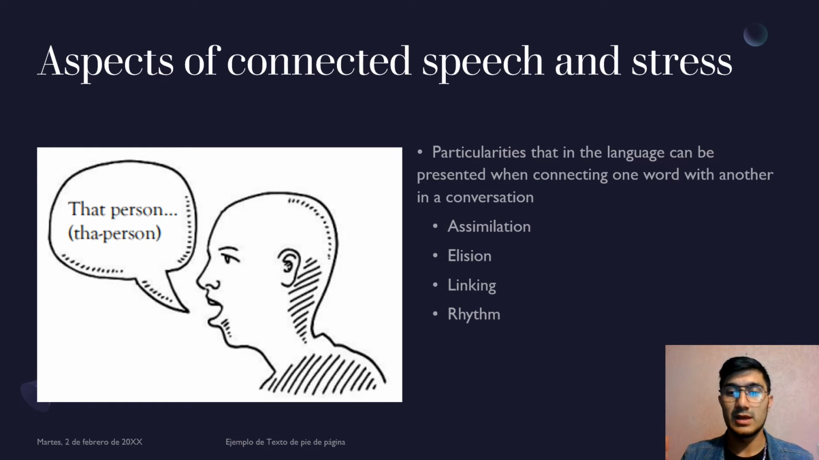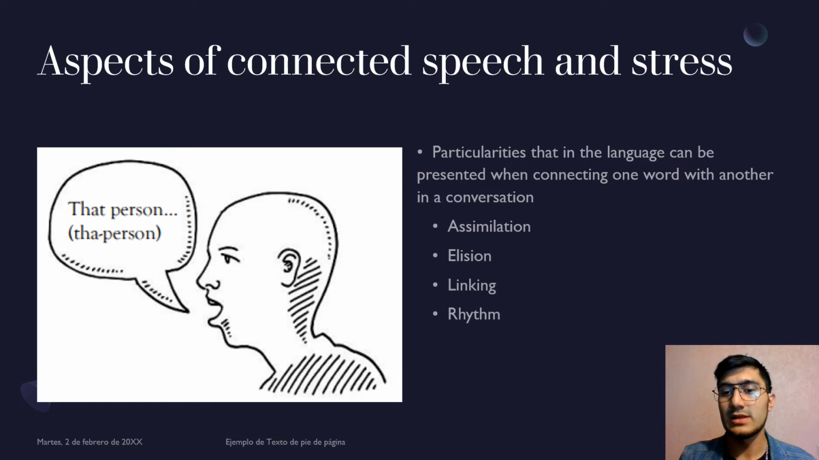One of those particularities is assimilation, which happens when a person is talking too fast and joins different words. For example, we have here in the image "that person" becoming "the person", forgetting about the T at the end of "that". Then elision, which happens with other words that are not fully pronounced. For example, in the word "scripts", with PTS, you don't have to pronounce the PTS. You only say "scripts" without the T.